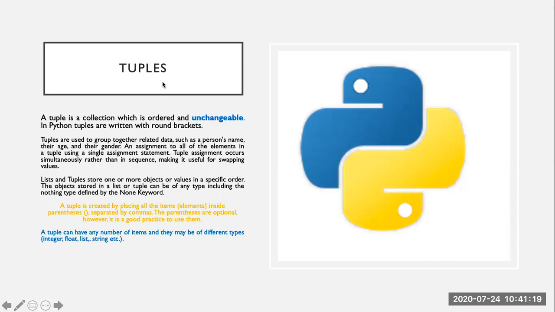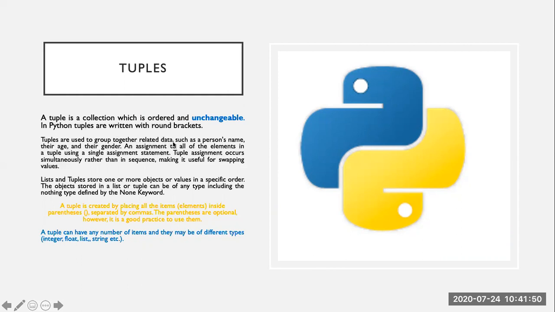A tuple is basically a collection of different items which is ordered and unchangeable. When we were discussing the list, we said that it is an ordered and changeable collection. This means the difference between tuples and lists is that tuples are unchangeable. How can we identify tuples in Python? Tuples are written with round brackets, and basically tuples are used to group together some related data.